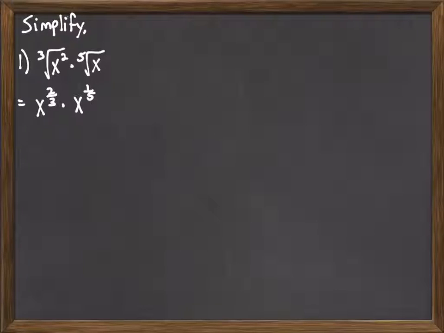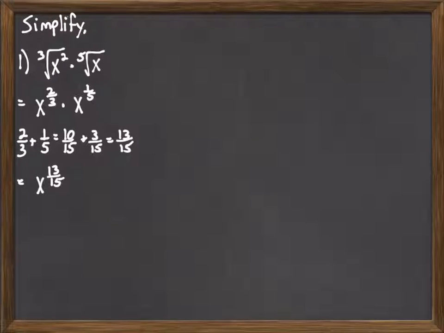So here we're multiplying, so we add the exponents. So 2/3 plus 1/5. Get a common denominator. Get 10/15 plus 3/15 would be 13/15. And now we rewrite that. That would be x to the 13/15.